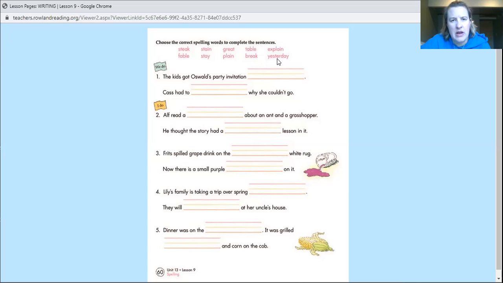Okay, and then it says Cass had to blank why she couldn't go. Well, if we think about the story, Cass had to explain why she couldn't go. Then we write E-X-P-L-A-I-N. Okay, she had to explain why she couldn't go. Let's go ahead and do number two because this is the one that's going to maybe be a little tricky. All right, Alf read a blank about an ant and a grasshopper. So the word that would fit there is fable. F-A-B-L-E.